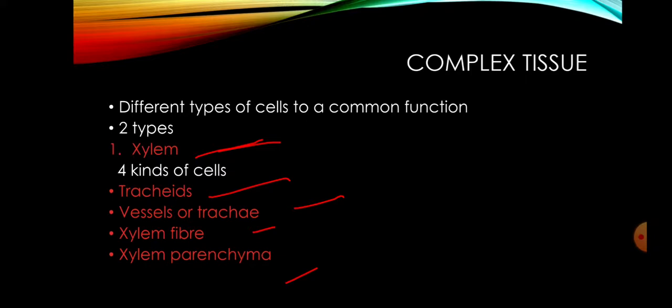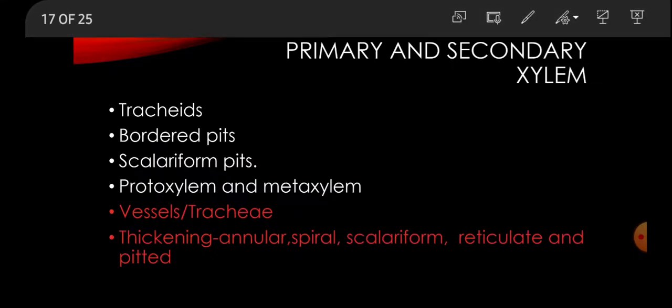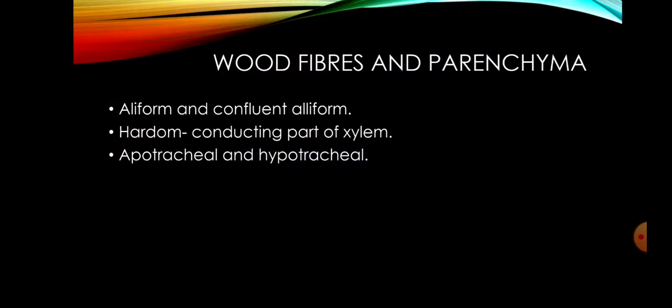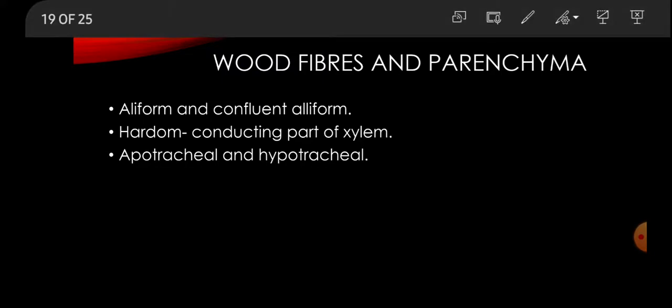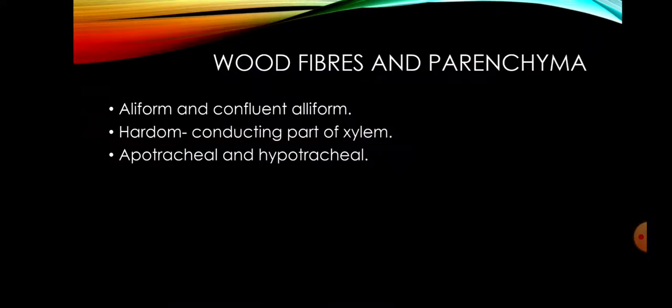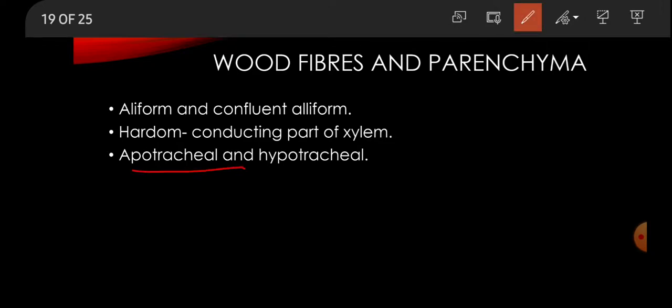Now, xylem parenchyma is also known as wood parenchyma. Wood parenchyma is of 2 types, apotracheal and paratracheal. In apotracheal, the vessels are not in contact with each other; they are not in contact with the vessel cells.